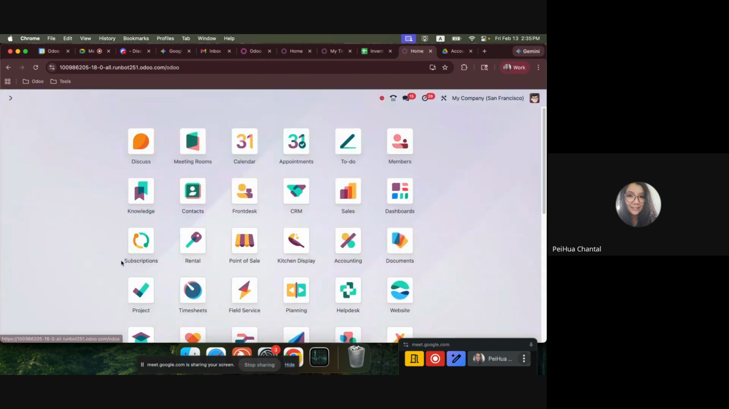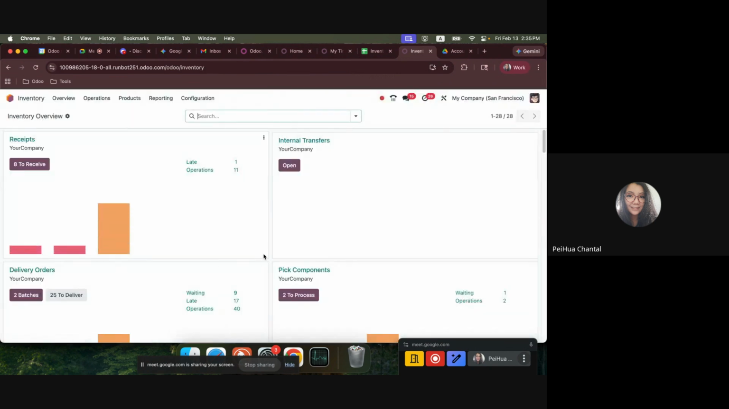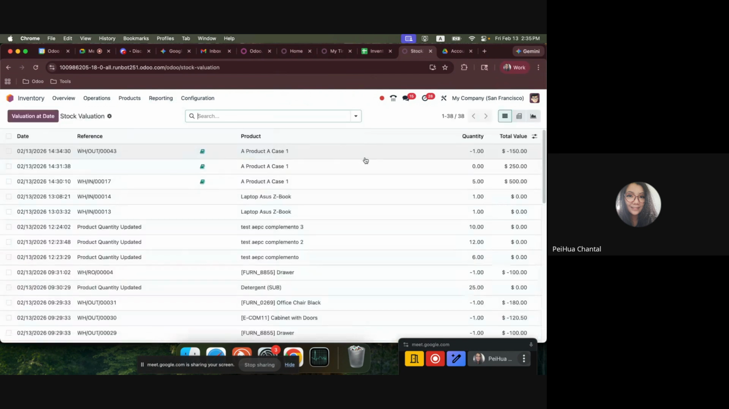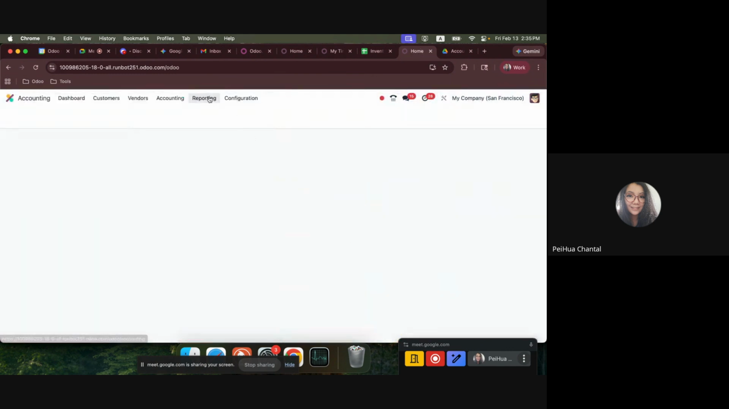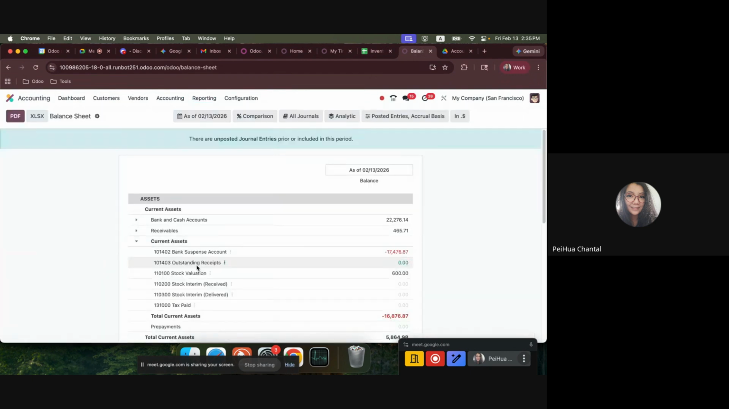After you deliver that, your inventory valuation report does correctly show a negative 150. Also in the accounting, because there is a journal entry, it does reflect the stock valuation decrease now. So right now it's a $600 value, because we still have 4 times 150, and there's no interim delivery account balance because we invoiced what we delivered. Thank you so much.